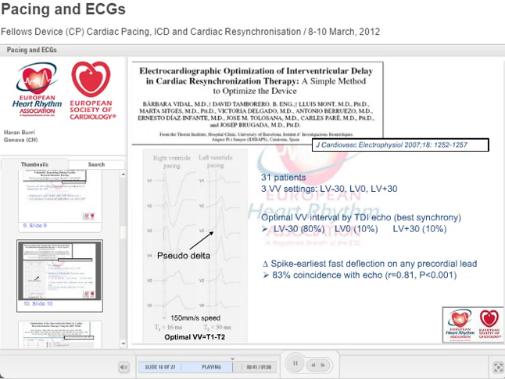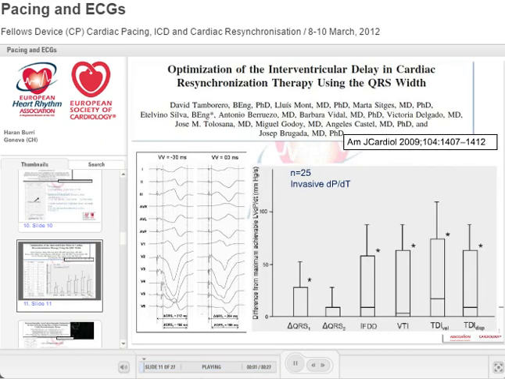So this delay, this pseudo-delta duration, was actually quite predictive of the optimal VV delay that they found that predicted the best synchrony by TD echo in this small study, but not very easy to see this pseudo-delta wave always, and you have to measure it at very high paper speed, so it's not very practical. They looked also at the QRS duration as being predictive for CRT response.